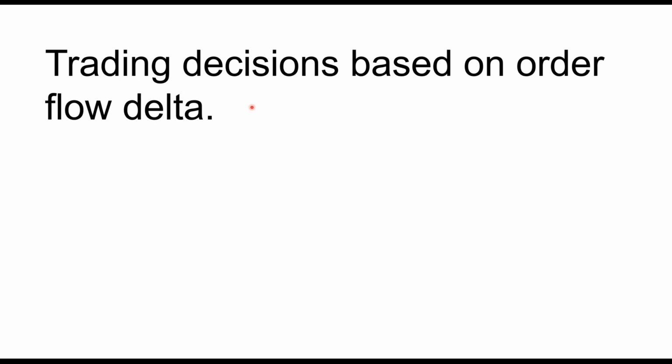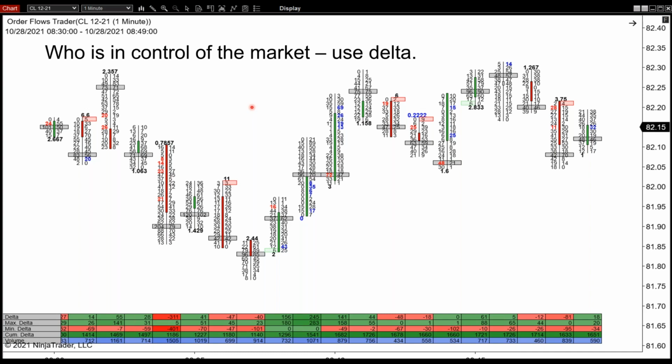By understanding that, you can make trading decisions based on the order flow delta. So who's in control of the market? Simple. Market's going up, you're seeing positive delta. Market's going down, generally you're seeing negative delta. The big negative delta here, negative, negative, positive, positive, positive, as the market is moving higher. Now, again, it's not always going to be a red bar with negative delta or a green bar with positive delta. Here's a green bar with positive delta.